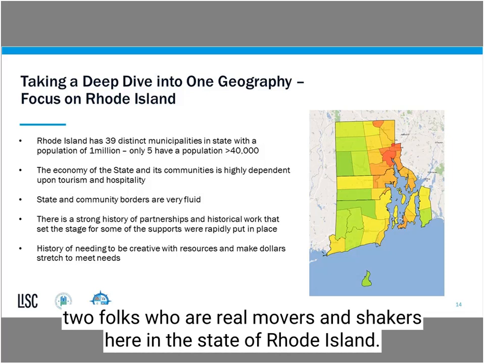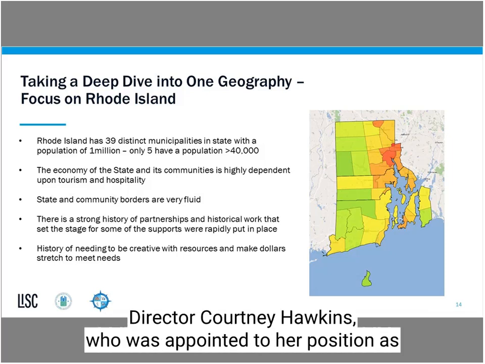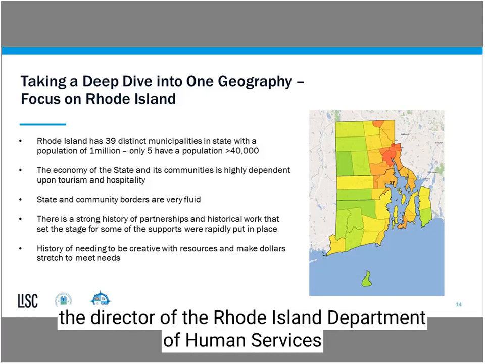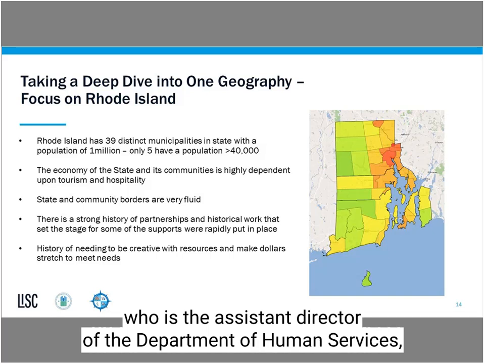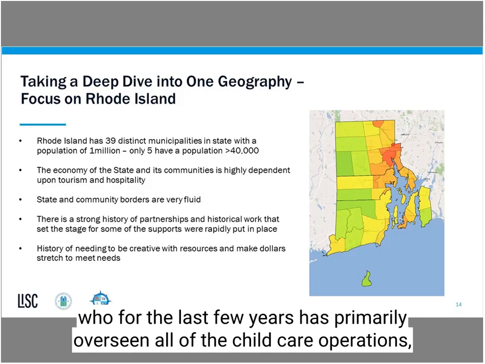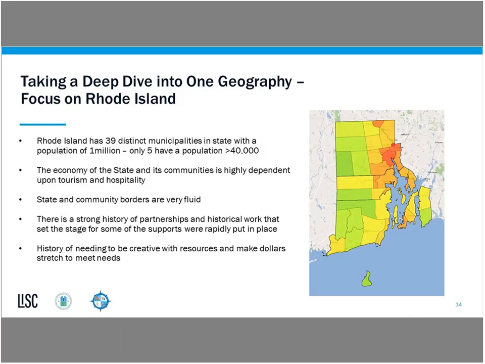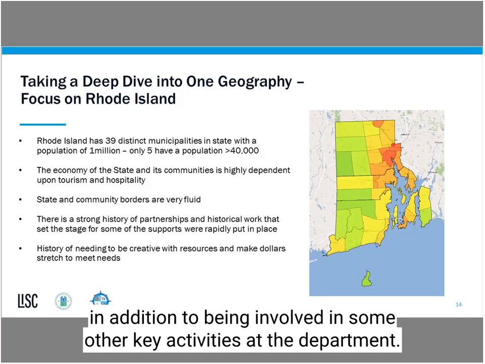are real movers and shakers here in the state of Rhode Island, Director Courtney Hawkins, who was appointed to her position as the Director of the Rhode Island Department of Human Services by Governor Gina Raimondo in 2017, and Caitlin Molina, who is the Assistant Director of the Department of Human Services, who for the last few years has primarily overseen all of the child care operations, in addition to being involved in some other key activities at the department.